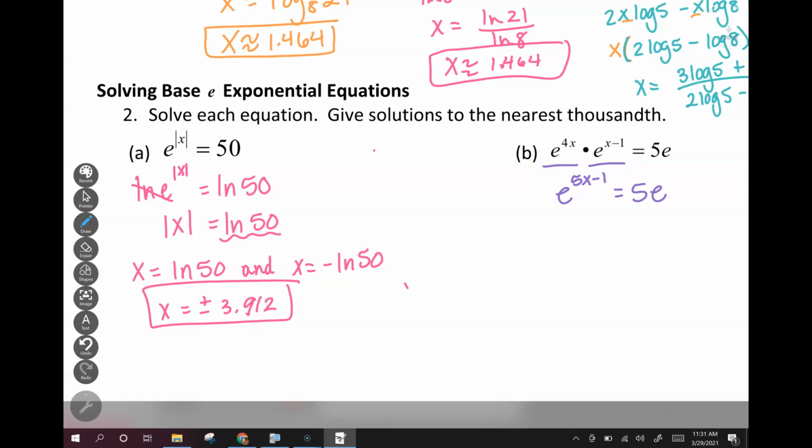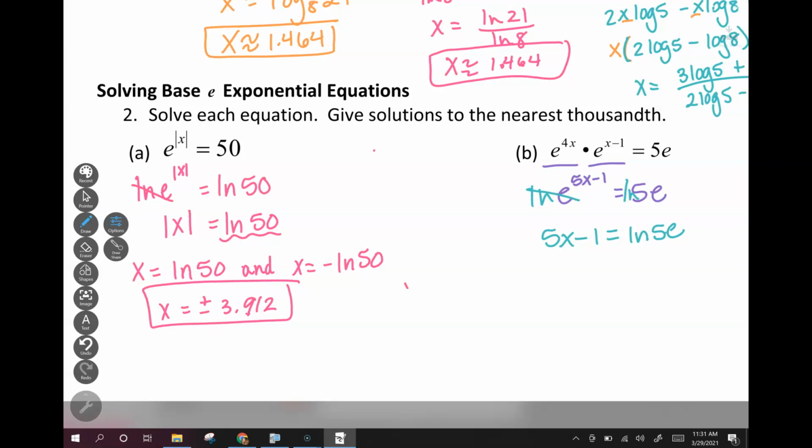Okay, and then now let's take the ln of both sides. Now we can take that ln, because now we can bring that exponent down and cancel ln of e. So 5x minus 1 equals ln of 5e.